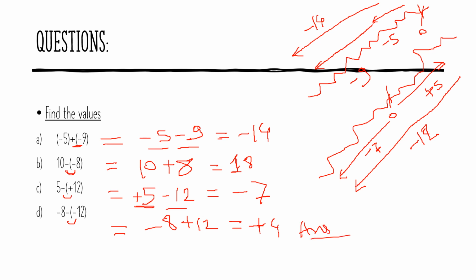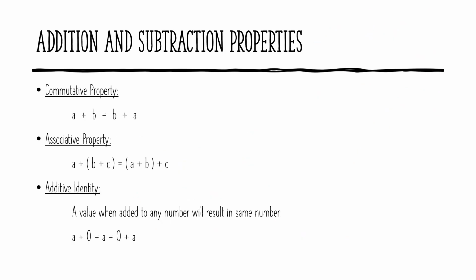Okay. Now let's learn about another property of addition and subtraction. So we have the commutative property of addition and subtraction. The commutative property says that if we add two numbers, their order doesn't matter. Now let's see this with an example.